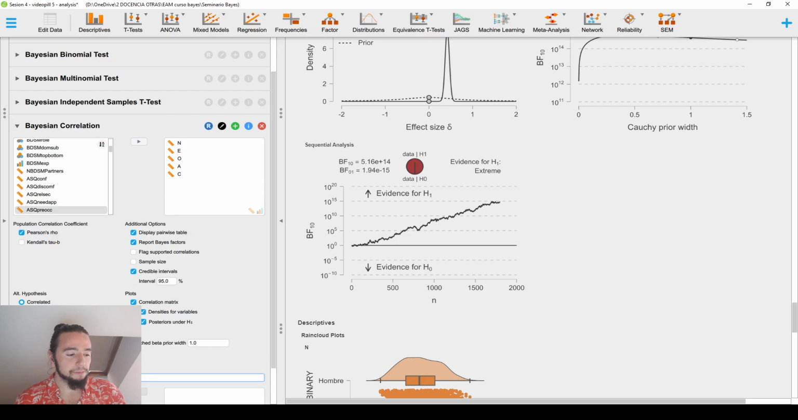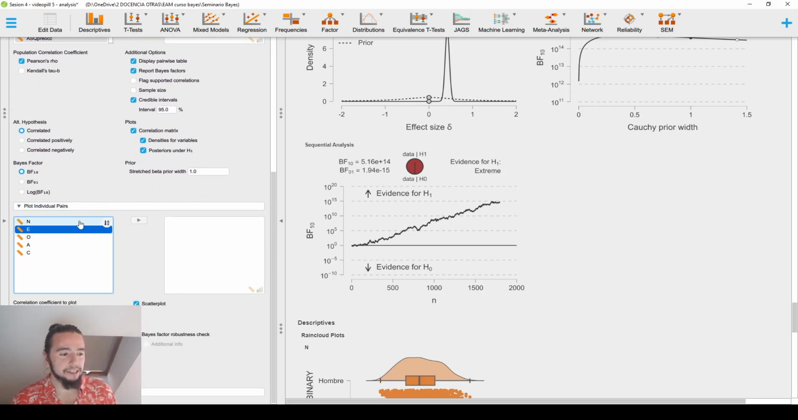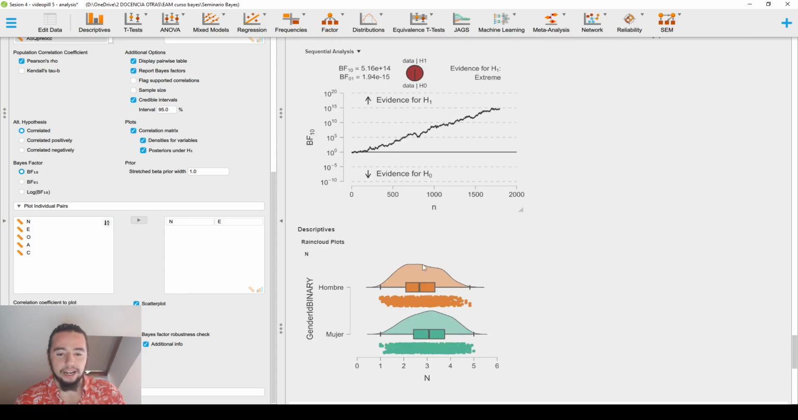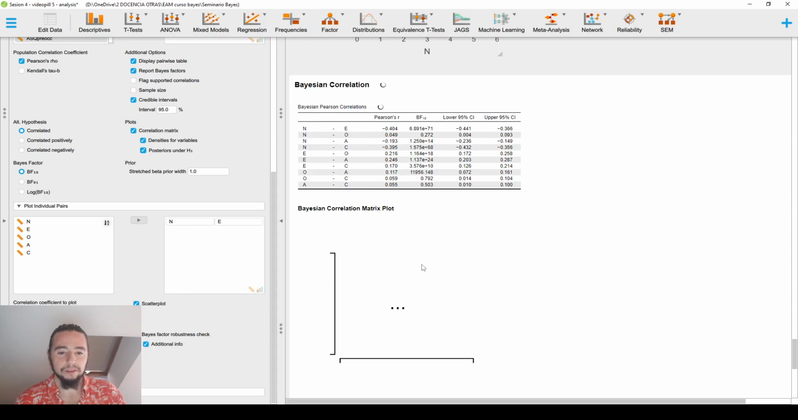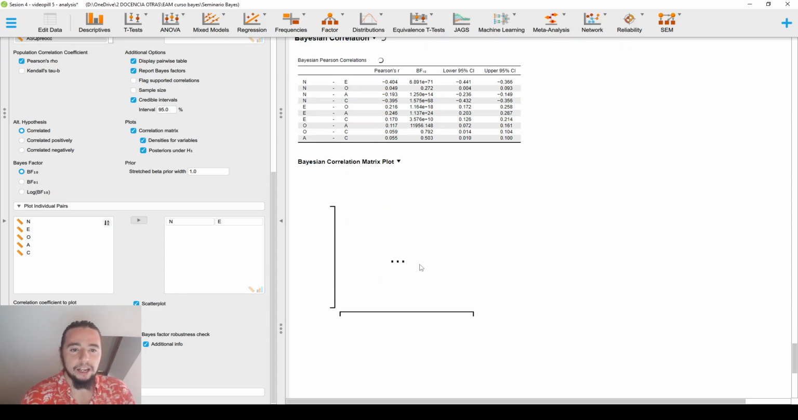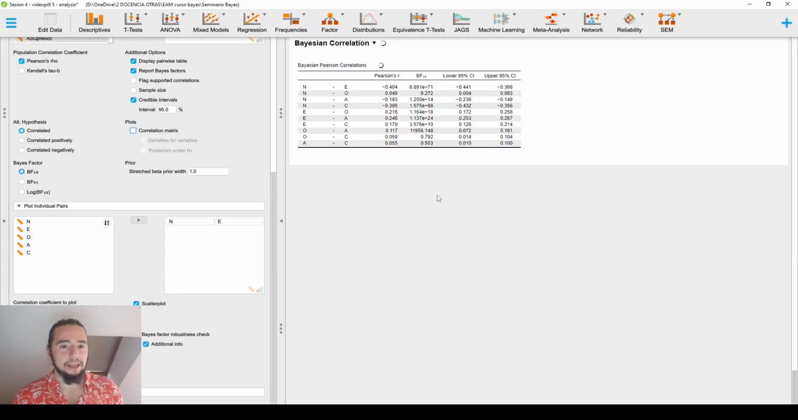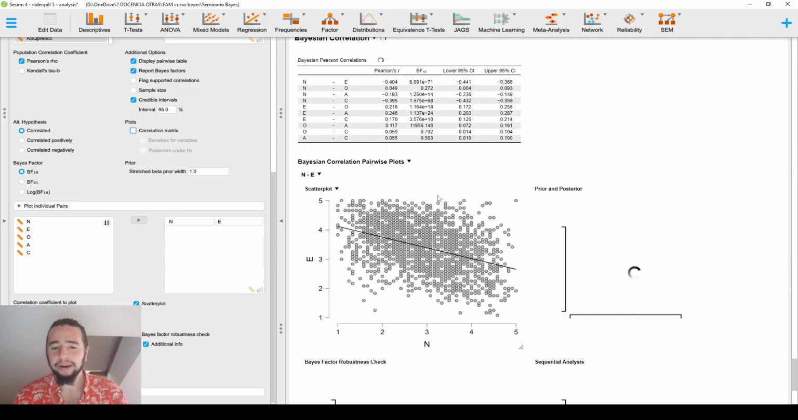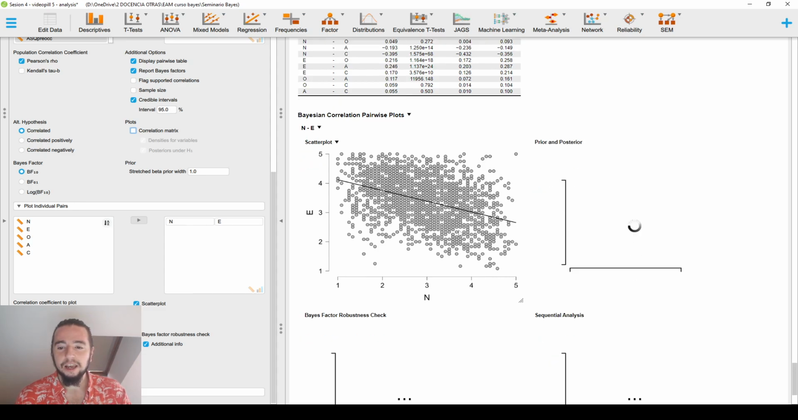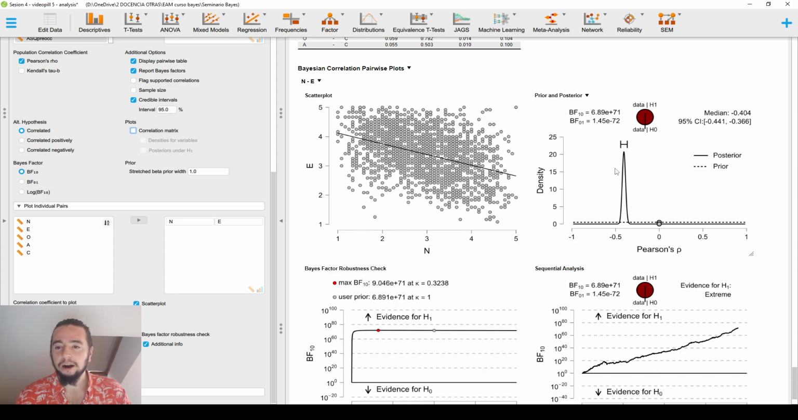However, we can be more specific and, for example, select just one pair, neuroticism and extroversion, and ask for robustness analysis, prior and posterior, and sequential analysis. And now it will create the specific pair of neuroticism and extroversion. As you can see here, there's a negative tendency. Now it will show our prior and posterior.